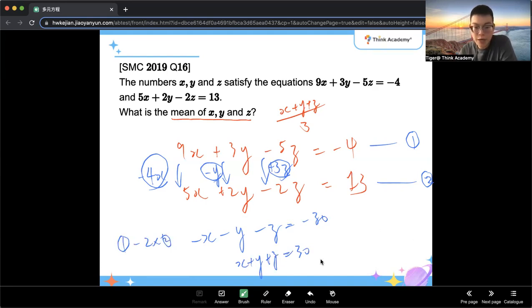And after you know this, of course, the mean is just going to be 30 divided by 3, which is 10. All right?